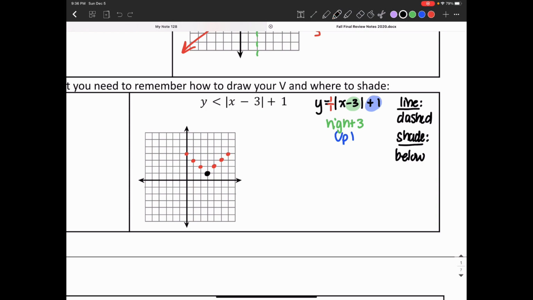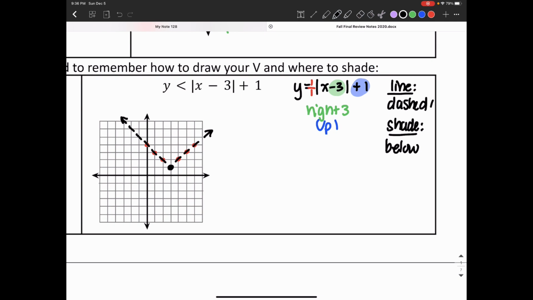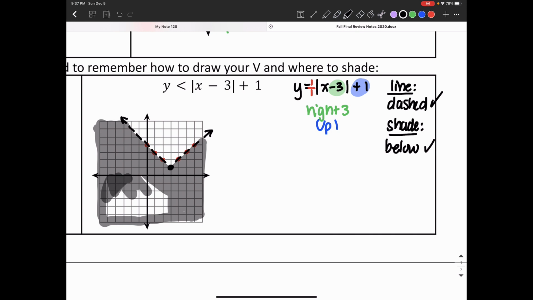Oops. I did something wrong. I am supposed to be dashing this, so I'm supposed to have a dashed function. And then I took care of the dashed line, and I'm going to be shading below. So I should be shading everything that is below this absolute value graph. And this is my solution set. So every point in the shaded region, and that shaded region is infinite.